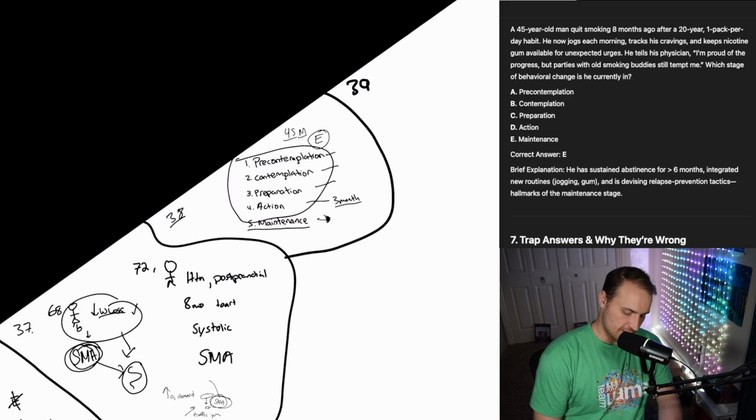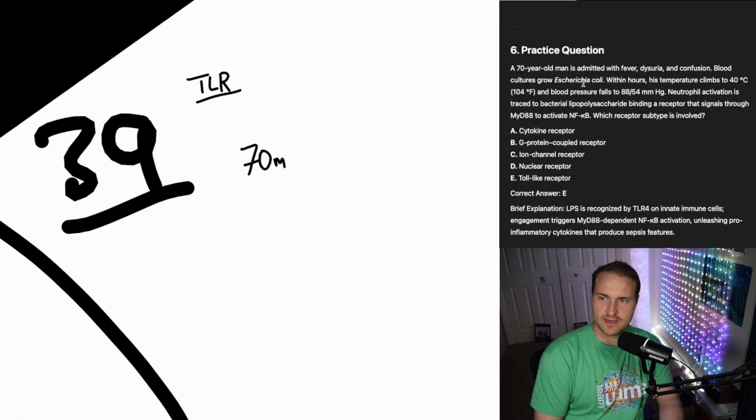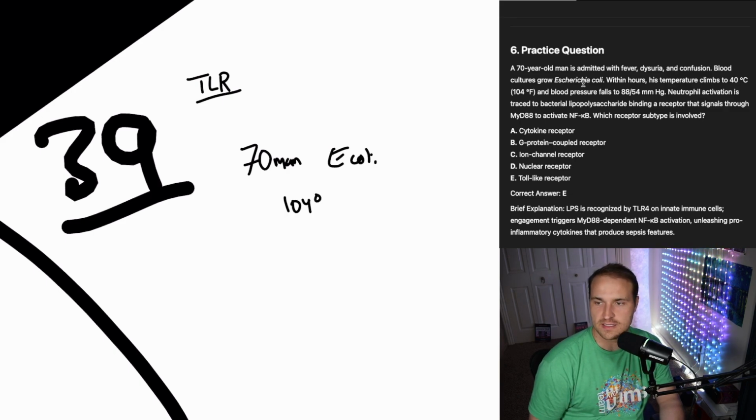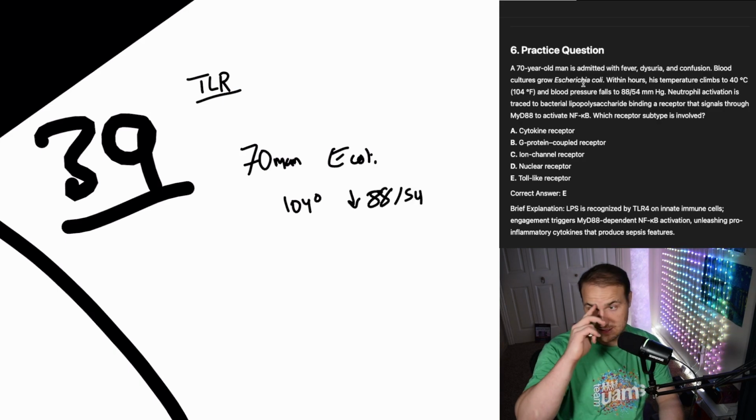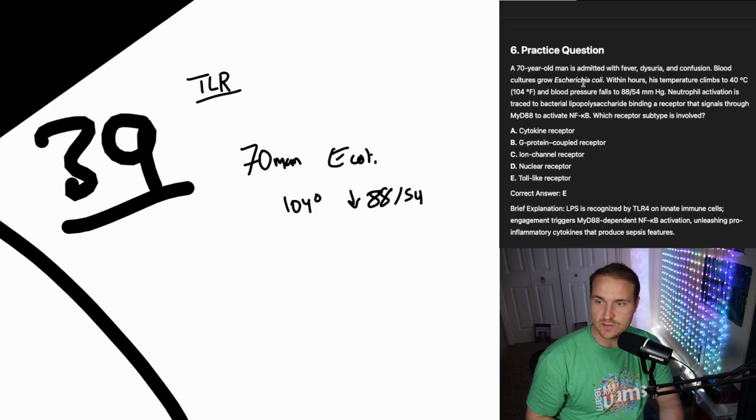Let's do question 39. Here we have a 70-year-old man who is admitted with fever, dysuria, confusion. Blood shows E. coli. 104. Wow. This is his temperature. And then his blood pressure falls to 88/54. It's like, dude, neutrophil activation is traced to bacterial lipopolysaccharide binding that signals.